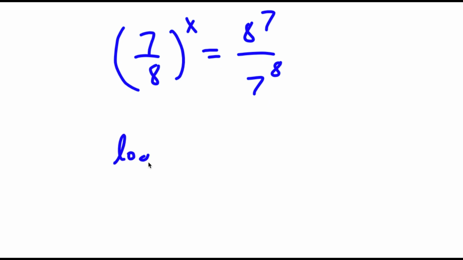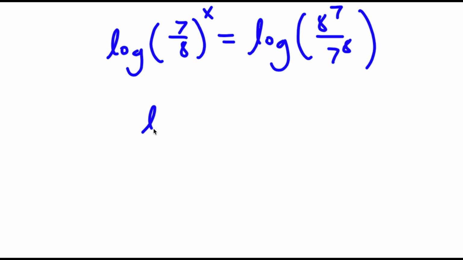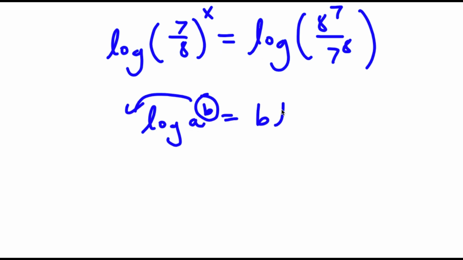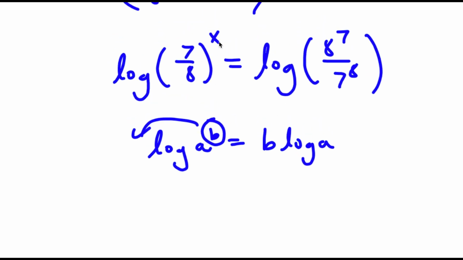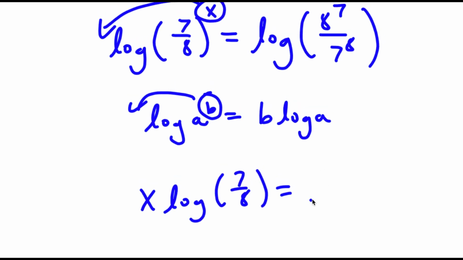And now I'm going to take the log on both sides. So now I have log of (7/8) to the power of x is equal to log of 8 to the power of 7 over 7 to the power of 8. Now if I have something in the form log a to the power of b, I can move this exponent b to the front. So this can equal b times log a. So log of (7/8) to the power of x, I can move x to the front. So now I have x times log (7/8) is equal to log of 8 to the power of 7 over 7 to the power of 8.